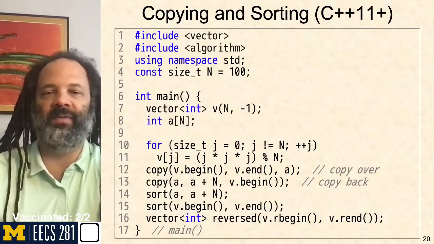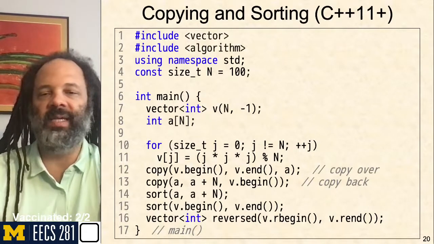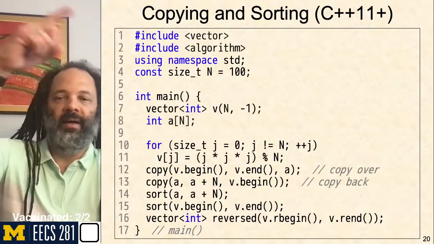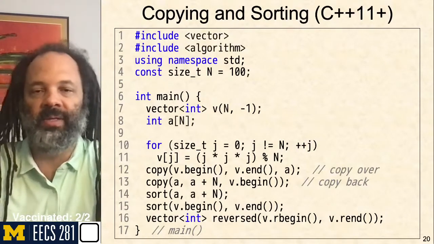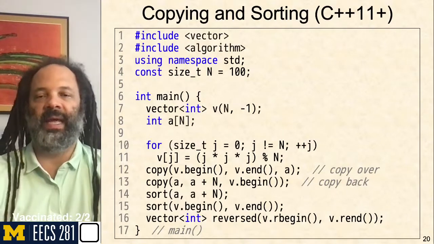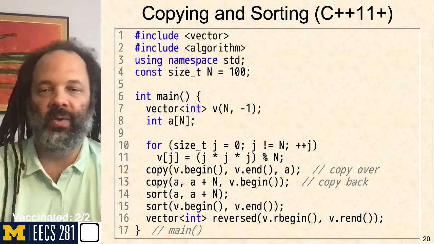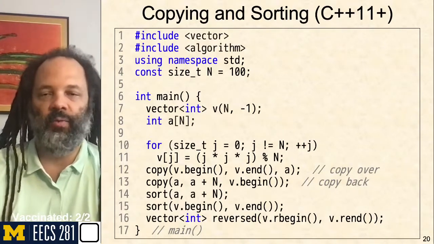Here's some quick examples of copying and sorting. This is since C++ 11. So we've got a vector included here in line one and an algorithm. The algorithm library is included in line two. We've used namespace std in line three so that anything in those two includes will be readily available to us.